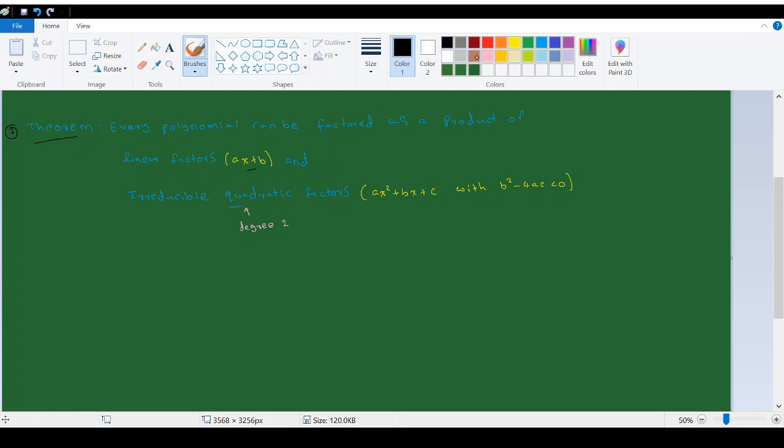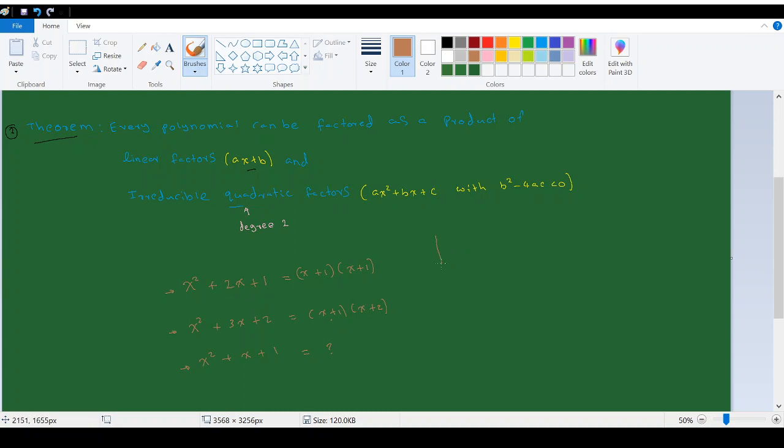Say, for example, if we have something like x squared plus 2x plus 1, and if you consider these polynomials, you can see that this one can be factored as x plus 1 times x plus 1. This one can be factored as x plus 1 times x plus 2. But this one you cannot factorize like that. Now, factoring out means you are finding the roots, right?